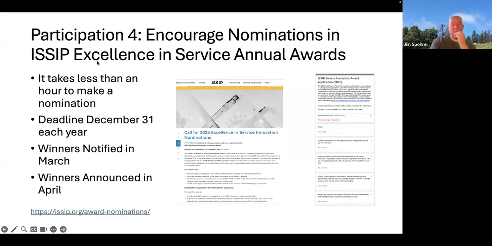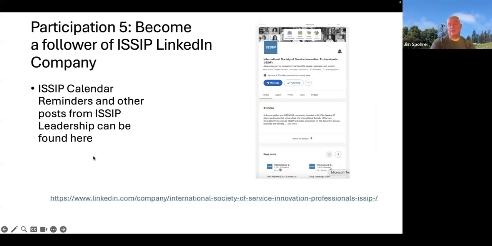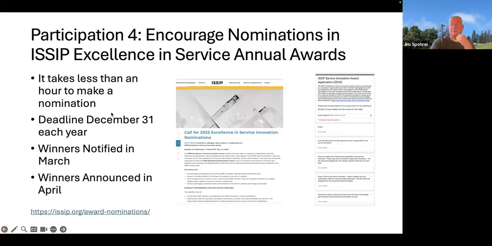Participation item number 4, learning item, is encourage nominations for the ISSIP Excellence Award in Service. This is an annual award. December 31st each year is the deadline. The winners are notified in March. We have judges who review the nominations. It only takes about an hour to submit a nomination.